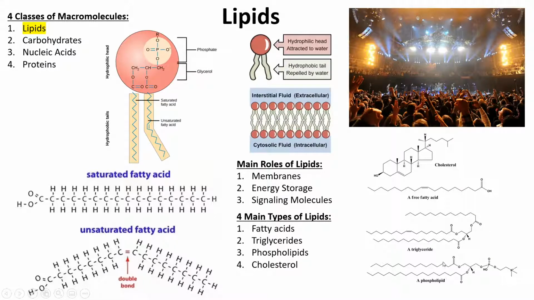Phospholipids is 2 fatty acids connected to a backbone, which then has a phosphate group. This phosphate group is negatively charged, which means it's more likely to be attracted to water compared to the long nonpolar tails.